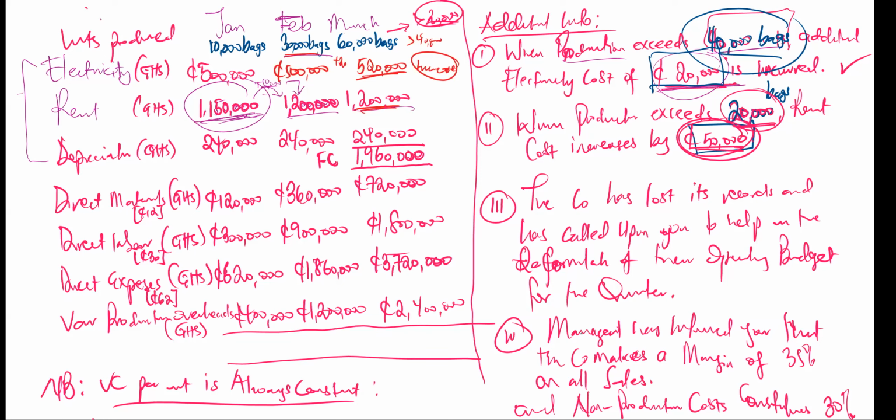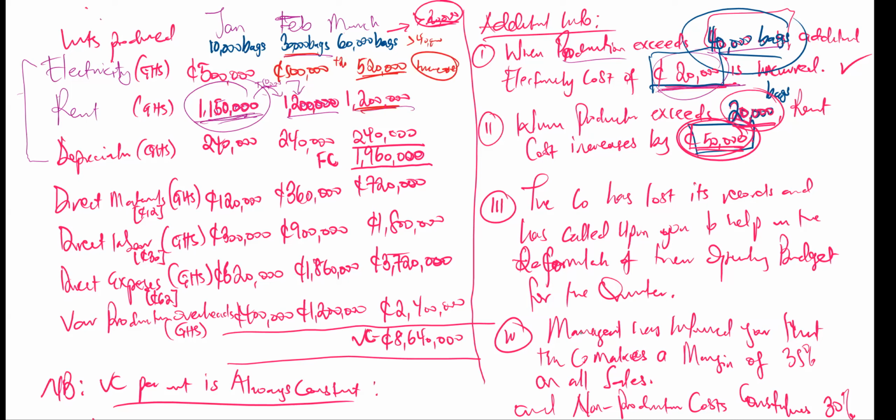Okay, so if I add all these, what do I get for the variable costs? 720,000 plus the others, that's 8,640,000. The total of variable cost is 8,640,000.